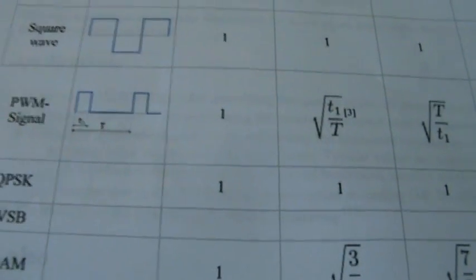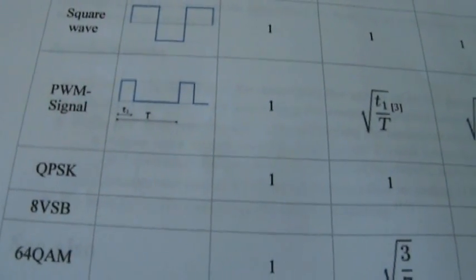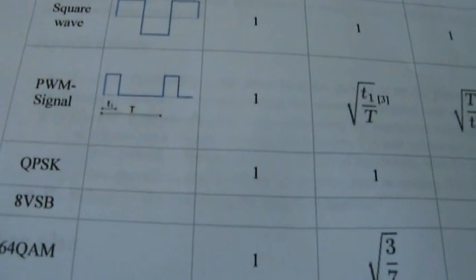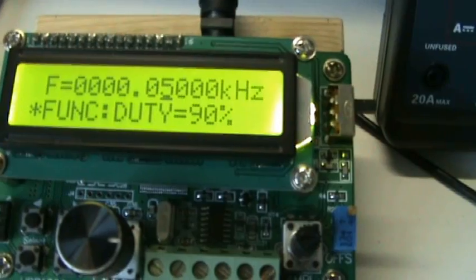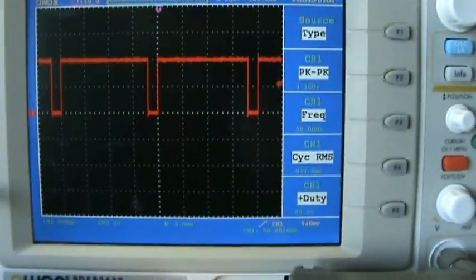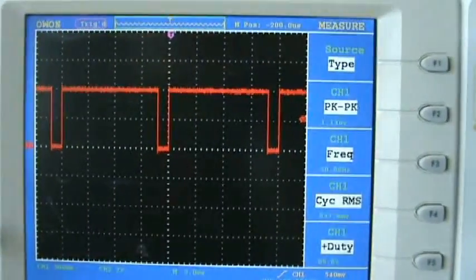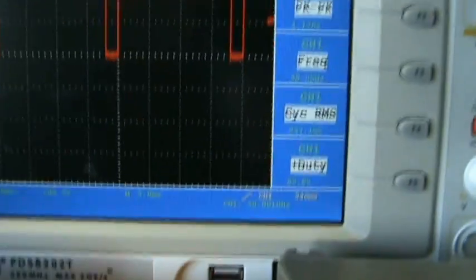Okay, still at the first run, 50 Hertz of PWM measurements, duty cycle 10, 25, 50, 75 and 90%. I've put the function generator at the last duty cycle, 90%, still 50 Hertz. This is what the signal looked like. It's half a volt per division, so we have 1 volt. And we are at 5 milliseconds per division.